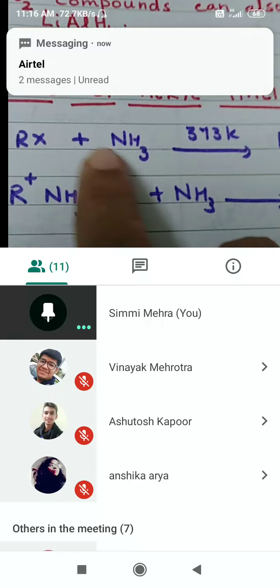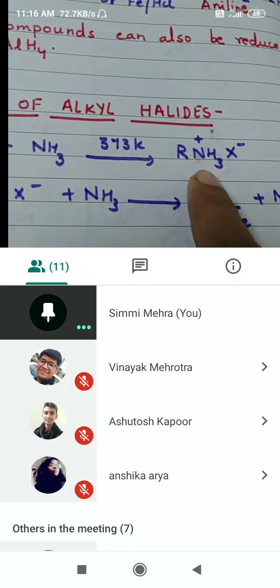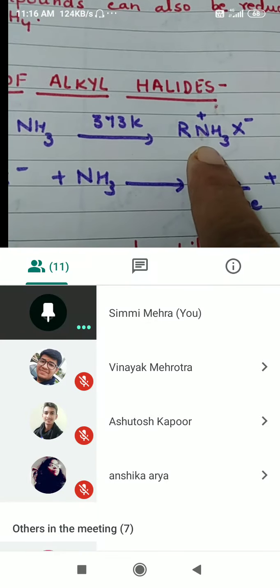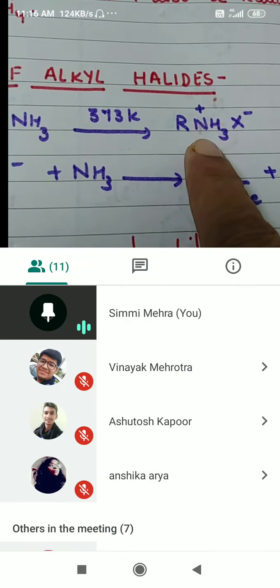All right. Our next method of preparation, the first method of preparation was with the reduction of nitro compound. The second method of preparation, which is quite important, is ammonolysis of alkyl halides. Ammonolysis means if we treat RX, alkyl halide, with ammonia, we will get this. It is a quaternary ammonium salt. Now, what is meant by quaternary ammonium salt?